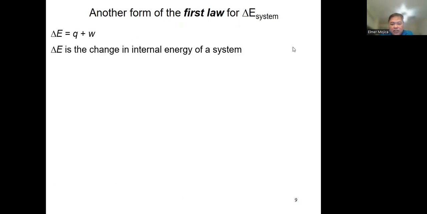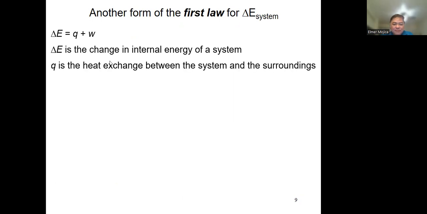So you can also look at it in terms of this: delta E is equal to Q, which is heat, plus W, which is work. If you're going to define work, work is equal to what? Force times distance, right? So if you're sitting the whole day, strictly, you are not working because there's no distance involved. The delta E that you have there is the internal energy of the system.